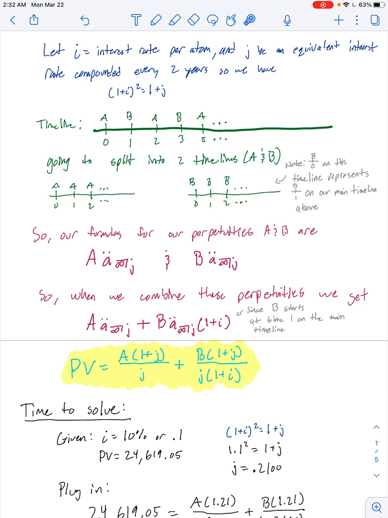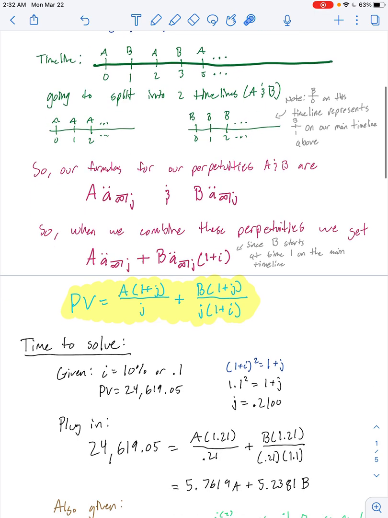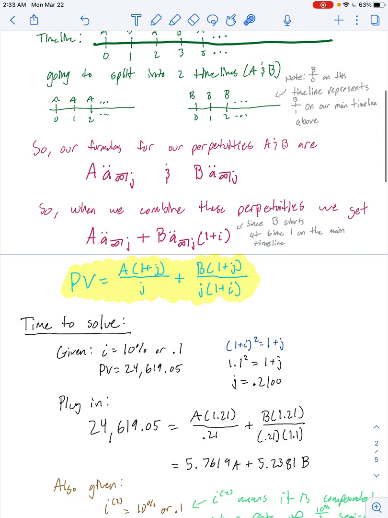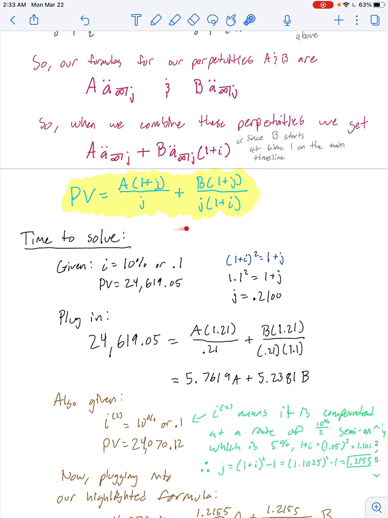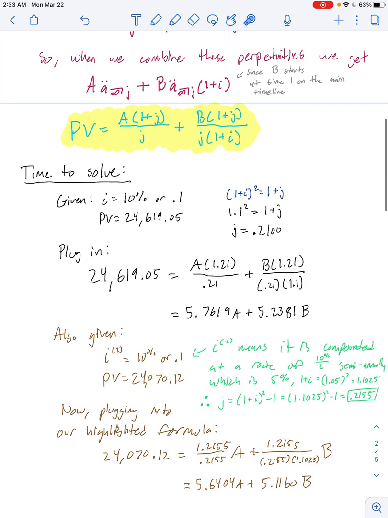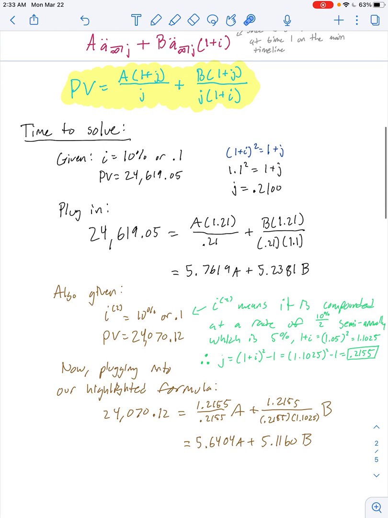We're making our next formula. We have our perpetuity formulas that I made. And then since B is starting at 1, we're going to multiply it by the interest. And then we have our main formula here that I highlighted because it's really important. And now it's solving time.